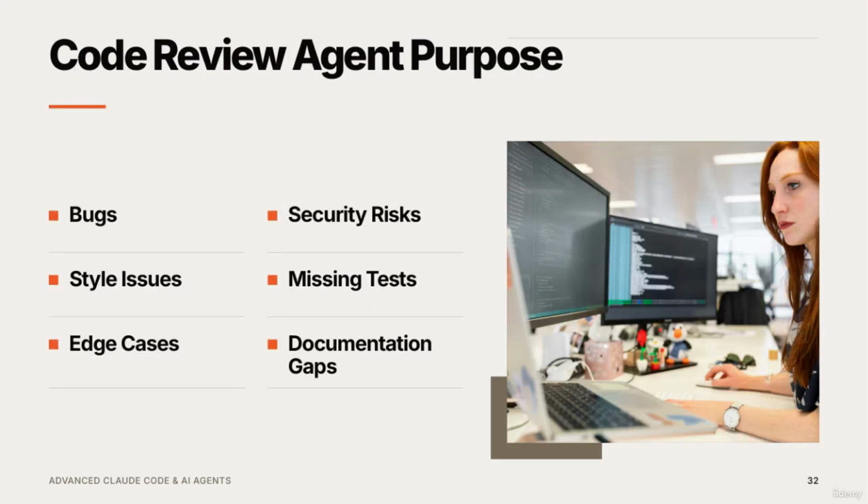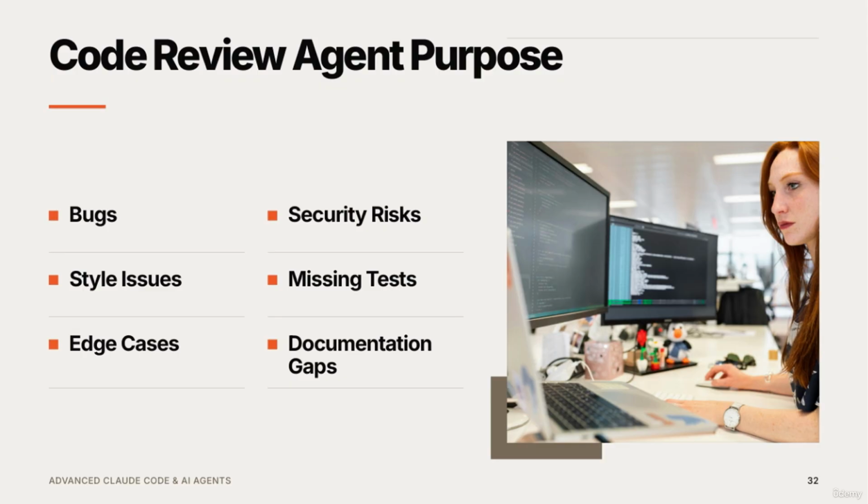Here, we're looking at the core purpose of the code review agent within the advanced Claude code and AI agents framework. The main goal is to thoroughly analyze code for a variety of critical factors. First, it identifies bugs that could cause the software to malfunction or produce incorrect results. Next, it assesses potential security risks that might expose the system to vulnerabilities or attacks. Additionally, it checks for style issues to ensure the code adheres to best practices and remains readable and maintainable.